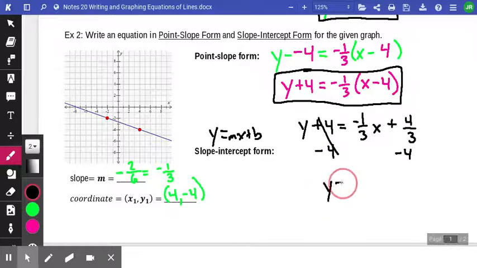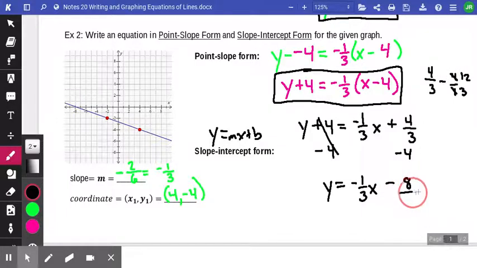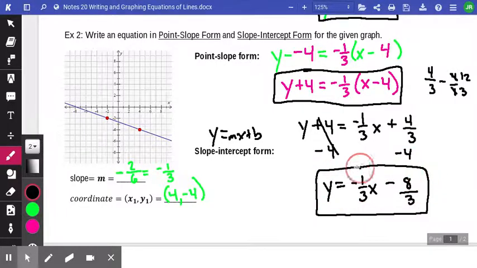This is going to give me y equals, and I still have negative 1/3 x. And now I combine these like terms, and I need to take 4/3 minus 4. Again, feel free to use Desmos. I don't think I can pull up Desmos with what I'm using right now, so I'm going to do the work off to the side. 4/3 minus 4 over 1. I need to have common denominators, so I'll multiply top and bottom by 3. And I'm going to have 4 minus 12, which is going to give me negative 8 over 3. So this would be my final answer. Notice that my slope is still negative 1/3, but my y-intercept is at negative 8/3.